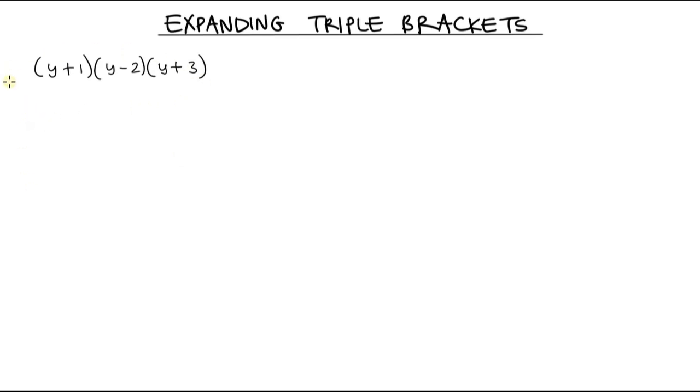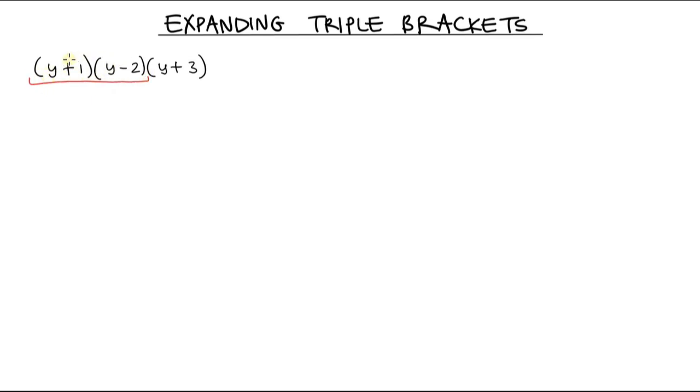Okay, so I'm going to go through one example first, and then I'm going to give you some questions to have a go at yourself. So we've got 3 sets of brackets here, and we need to expand these brackets, and then we're going to simplify our answer. Now what we need to do is, first of all, we need to expand 2 of these brackets. Now it doesn't matter which ones we pick. I usually pick the first 2.